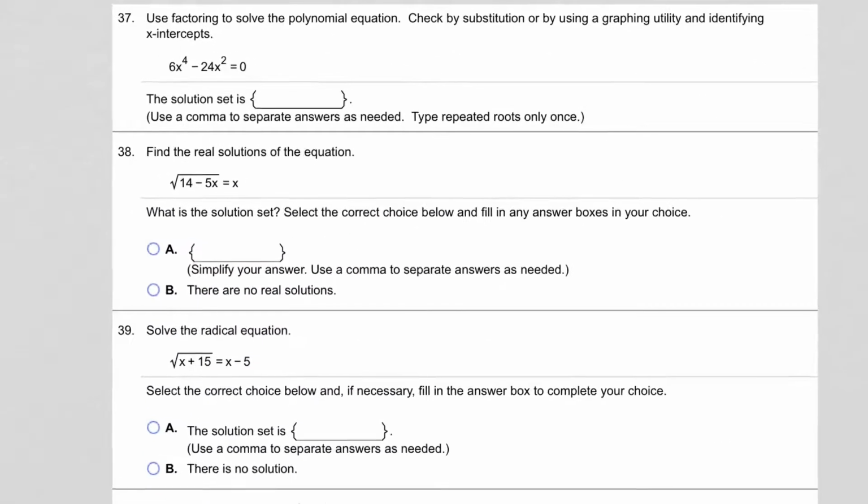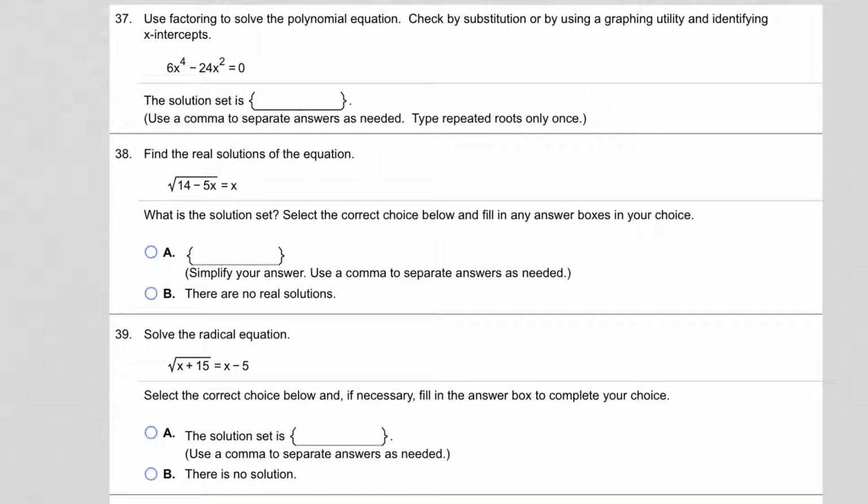Okay, number 37. Moving right along here, almost done. So this is something we're going to do the GCF, which is 6x to the second. Pull that out. Hopefully make this better to deal with.